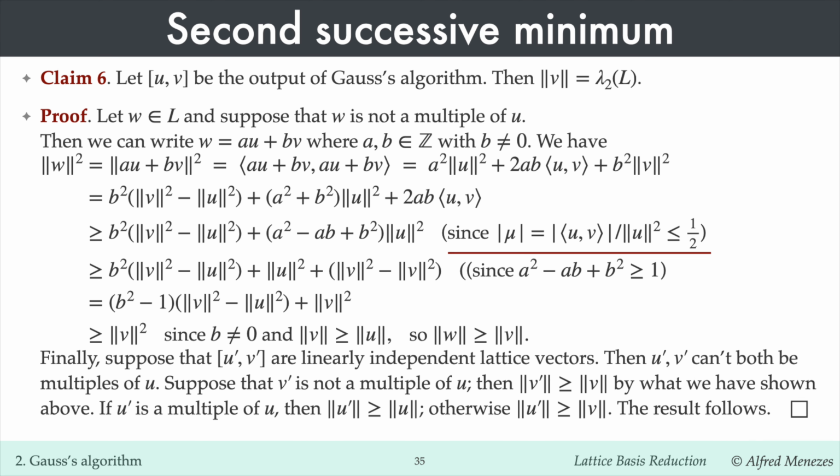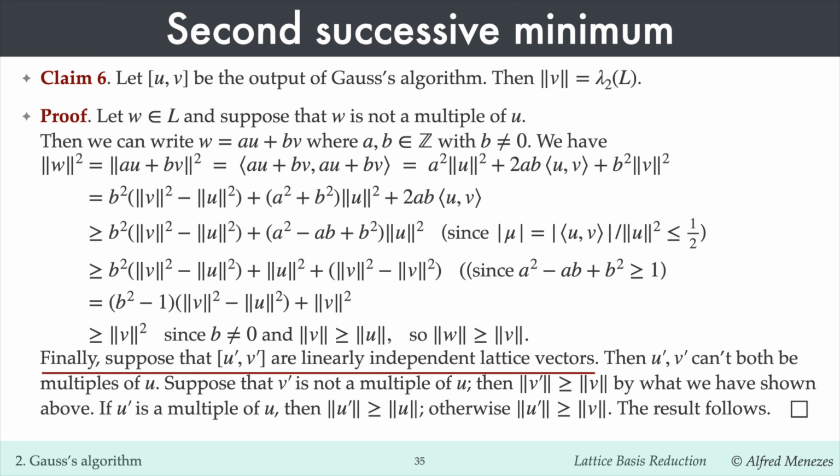Using the key termination condition in Gauss's algorithm, we derive this inequality by replacing 2 times the dot product of u and v with the squared length of u. We then replace a squared minus ab plus b squared by 1 and add and subtract the squared length of v. Lastly, we simplify to obtain the squared length of v. This establishes that every lattice vector w not parallel to u has length at least that of v.